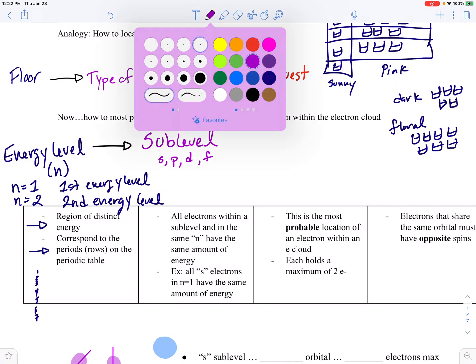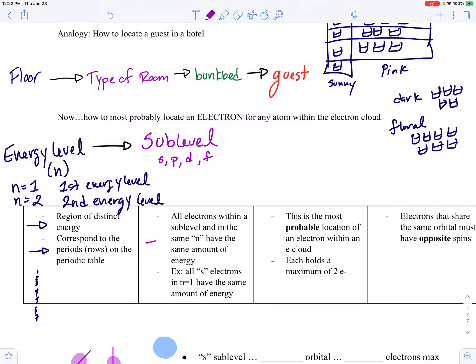I want to mention down here, all electrons within a sublevel and in the same N will have the same amount of energy. So here's your example. All electrons in the S sublevel on the first floor have the same amount of energy. Or if you want to think about it, if you're on the second floor and you're in the P sublevel, remember there are 3 bunk beds there, they all have the same amount of energy. All right. Onwards to our bunk beds.